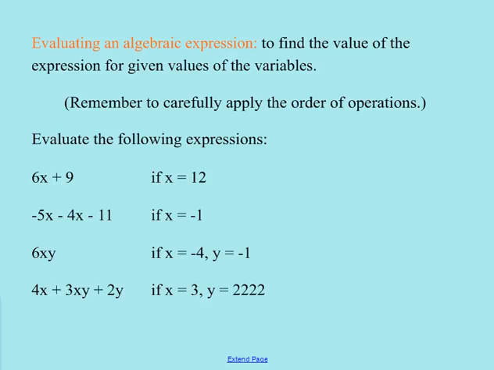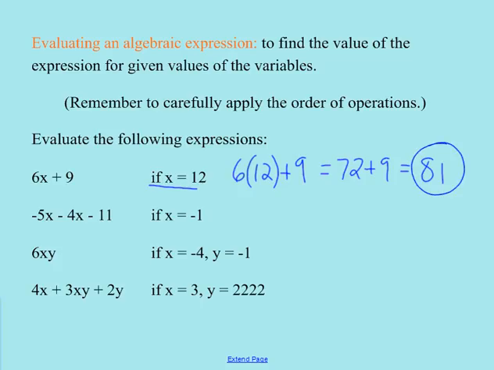We start out with the algebraic expression 6x plus 9, and we want to evaluate it if x equals 12. What that means is we're going to plug in 12 for x. So we're going to have 6 times 12 plus 9. You can use your calculator. 6 times 12 is 72 plus 9, which would be 81. So we've evaluated the expression 6x plus 9, and we've come up with 81 when x equals 12.